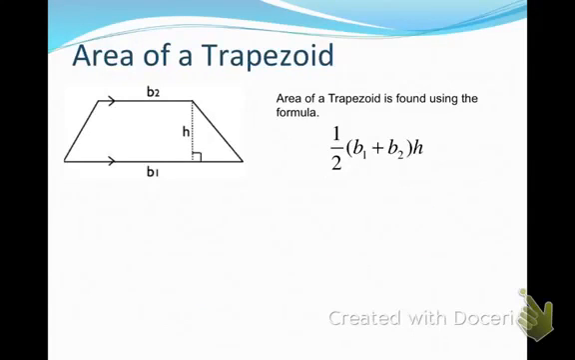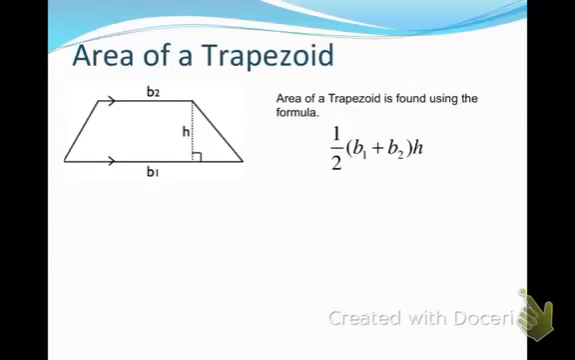Now, the last figure that we need to know how to find the area of is a trapezoid. And we have a formula for the area of a trapezoid. It is 1/2 times the sum of the bases times the height of the trapezoid. And the height of the trapezoid is always the perpendicular distance between the two bases.